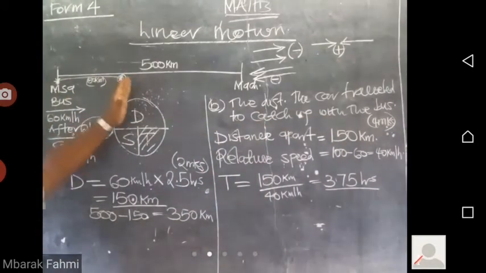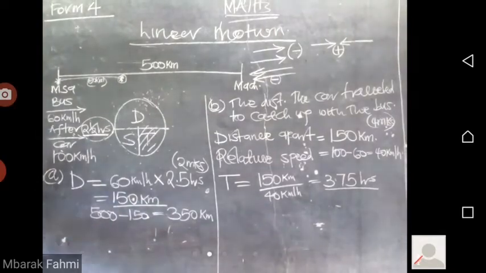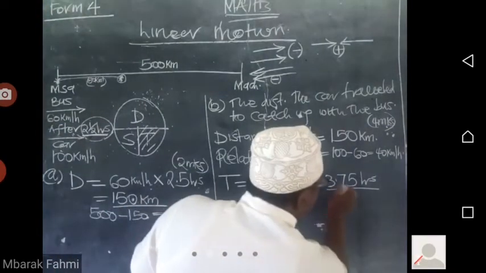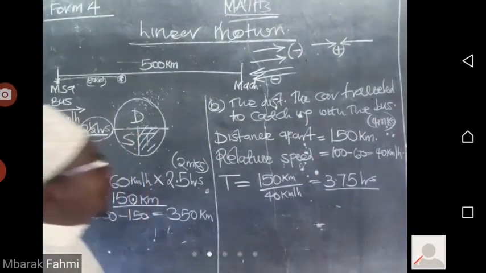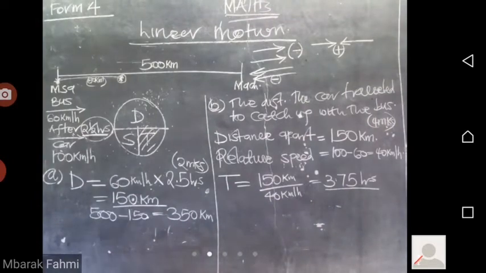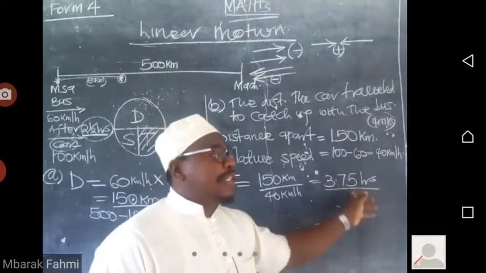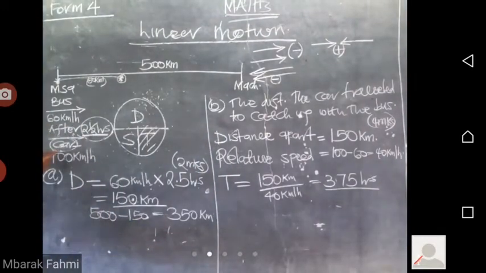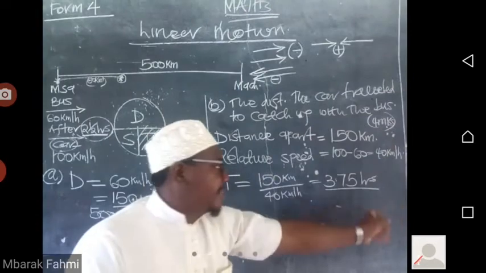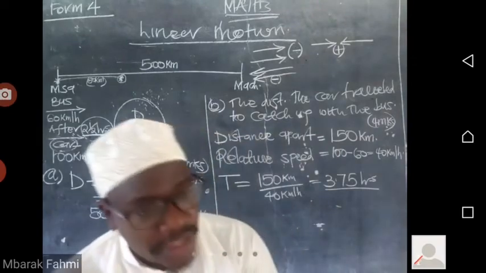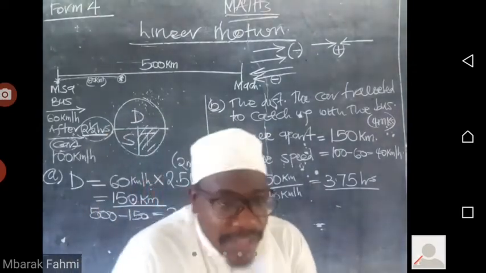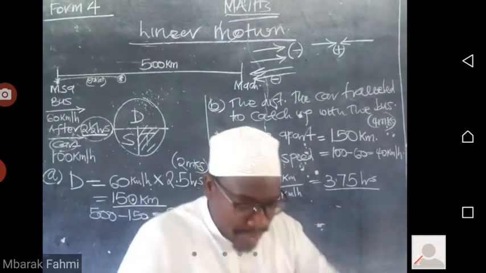Now, these two vehicles will take 3.75 hours to meet, after the car has started the journey. This time taken for them to meet is the time the car will take to meet with the bus. It will take a total of 3 and 3 over 4 hours for it to catch up with the bus.